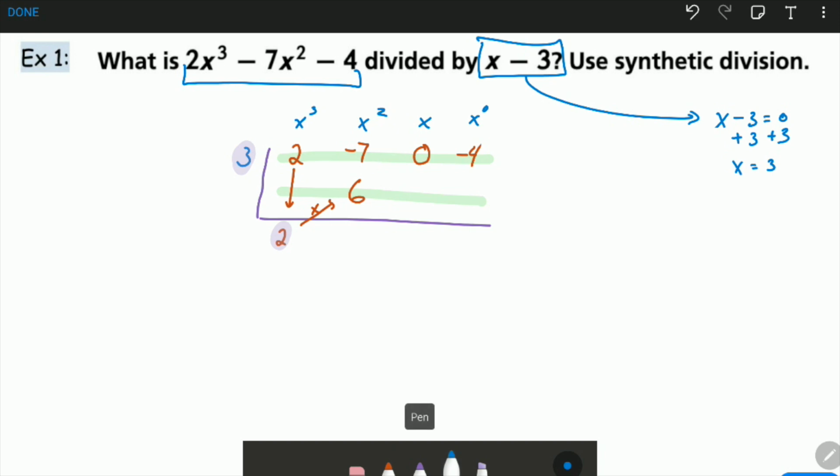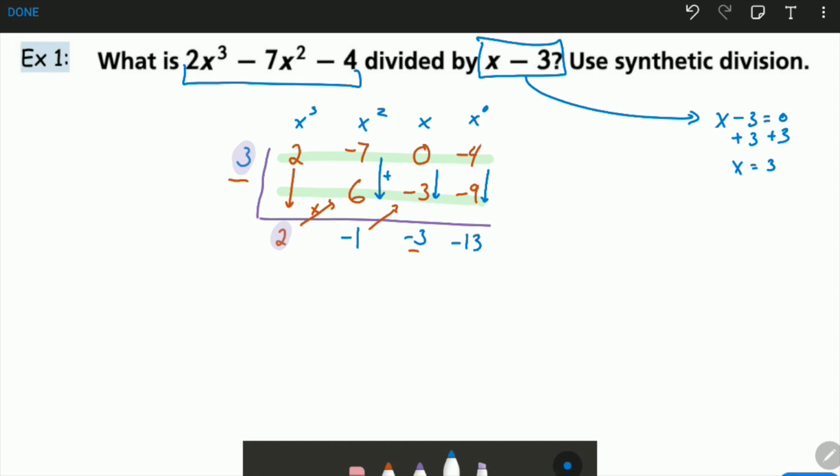Then the adding step, negative 7 plus 6 is negative 1. Then we'll repeat. We'll multiply. 3 times negative 1 is negative 3. And then we'll add. 0 plus negative 3 is negative 3. Then we'll multiply. 3 times negative 3 is negative 9. And then we'll add. Negative 4 plus negative 9 is negative 13.